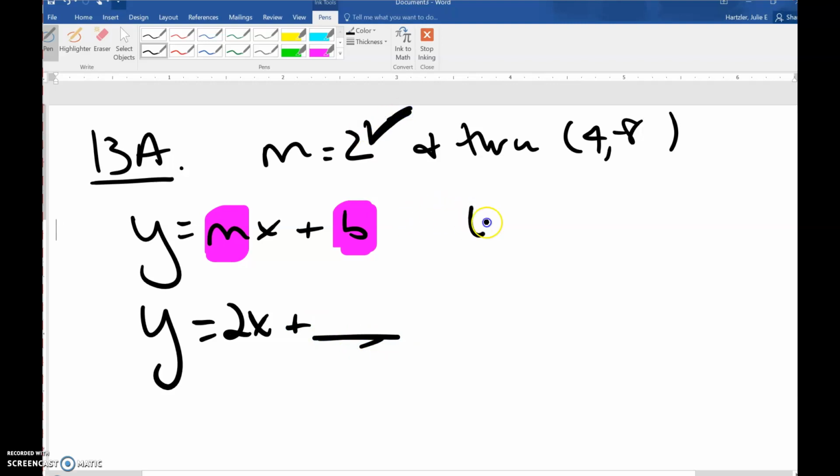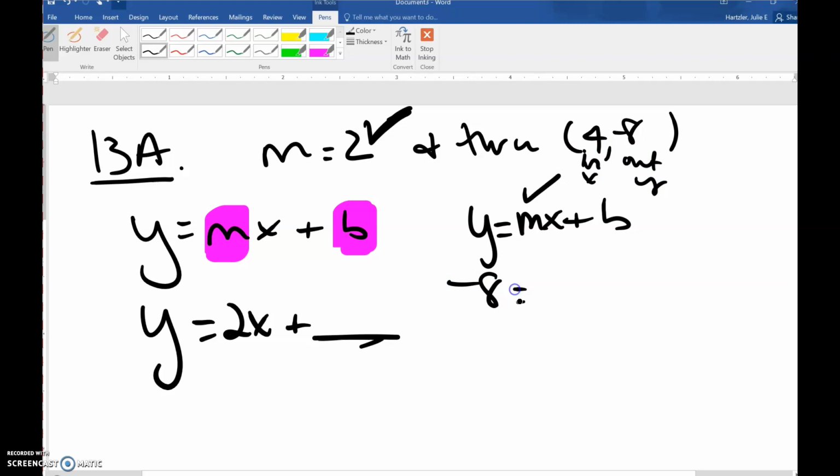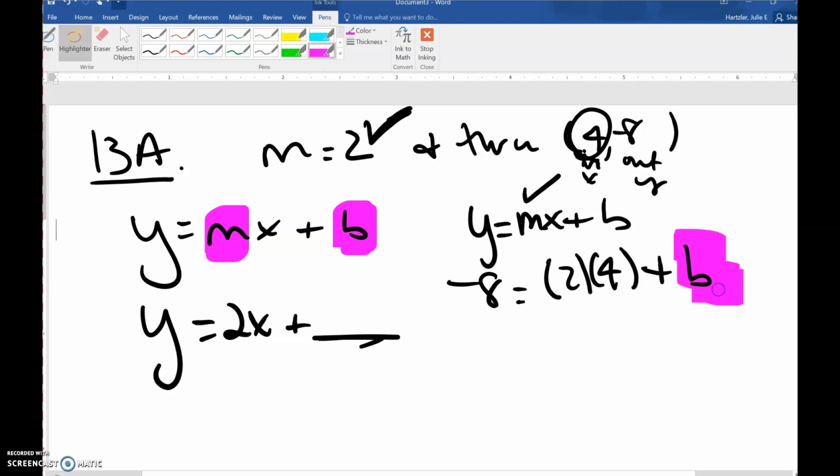So to get B, you can sub in 3 out of 4, because you know this formula is going to work. You know M. You know input, which is your x, and you know output, which is your y. So my output is my y. I know my slope is 2. I know my input would be 4, and then plus b. And so what I'm going to do here is solve for that guy. So let's simplify this first.